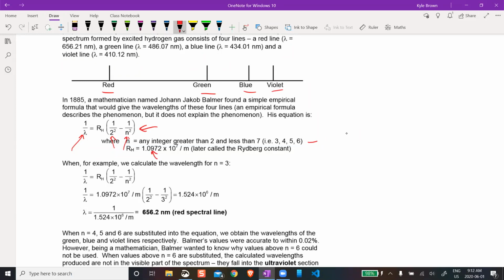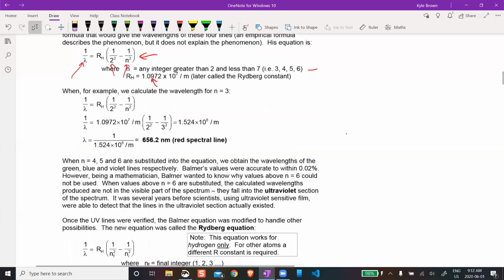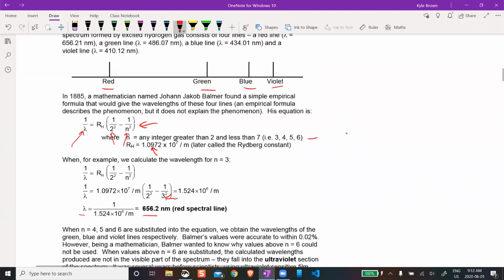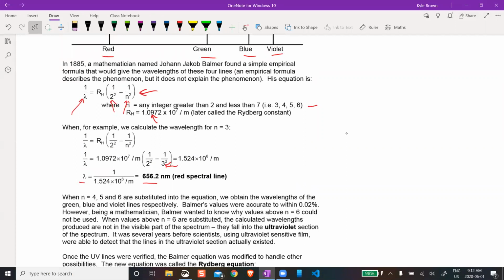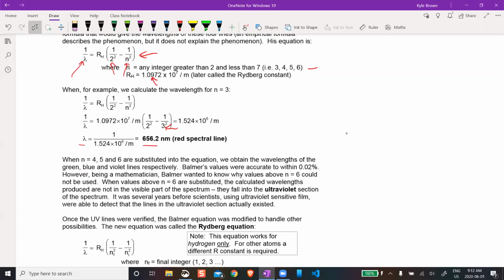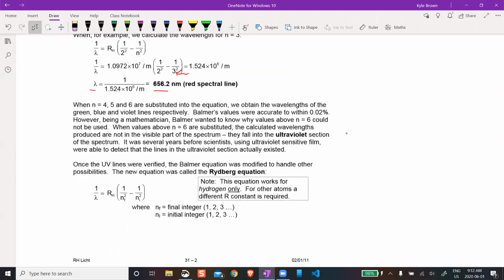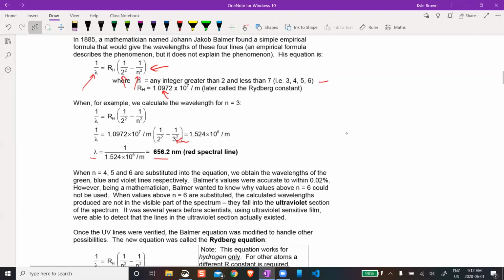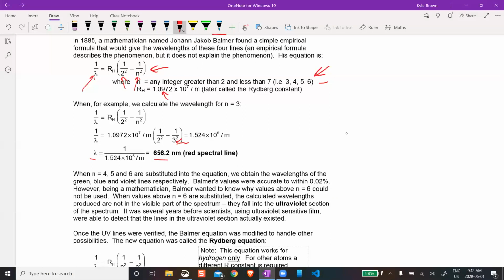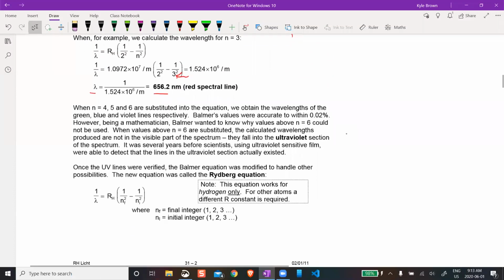He could throw in the number 3, like in our example here, and then solve for the wavelength, and he would get the wavelength for the red line that hydrogen produced when you heat it up, right? And then when you put in 4, 5, 6, then you got the other colors. He was really wondering though, why do we just end at 6, right? Why do we start at 3 and why do we end at 6? That seems weird, especially for a mathematician who likes to have consistency.